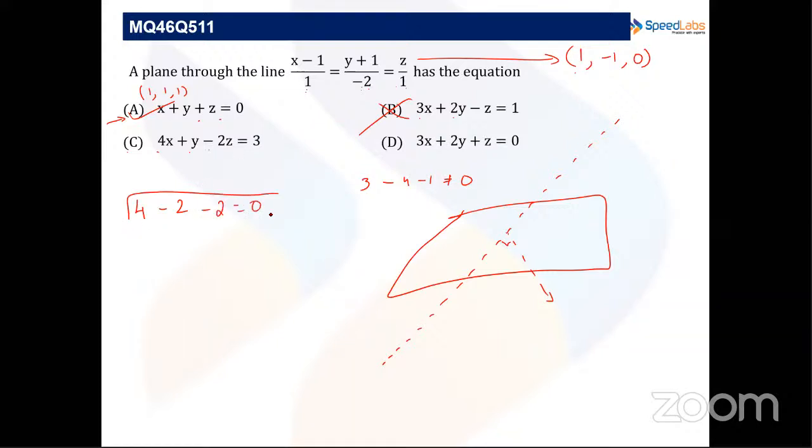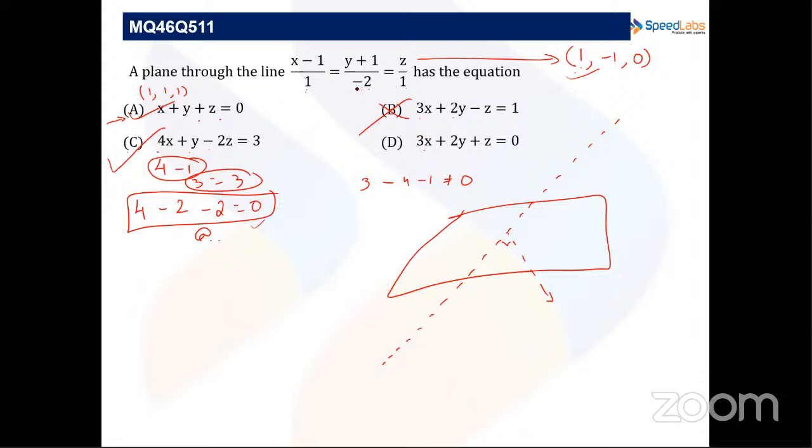This is coming out to be 0. Let's check it for the point also. 4 minus 1 and this is 0. This is 3 equals to 3. So this is satisfying the point as well as the condition for the direction ratio. So option C is correct.